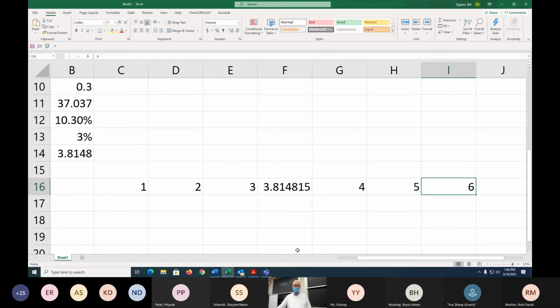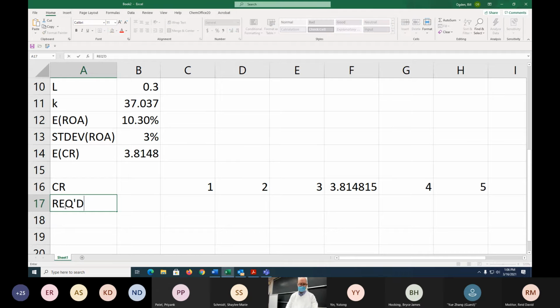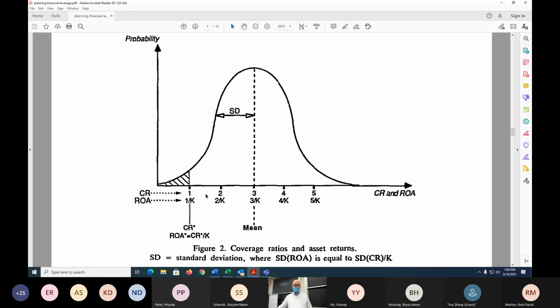All right. So this was our coverage ratio. And let's do our required ROA. What kind of an ROA do we need to cover once? Well, we know the answer here, don't we? What's the answer here? I know that answer. It's equal to what? 2.7%. We've done that. Okay, but we're going to do it a little differently. If we go back to this PDF file, it says that to cover once, the ROA must be 1 divided by this K.